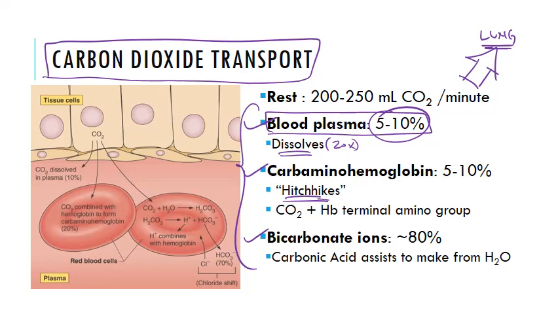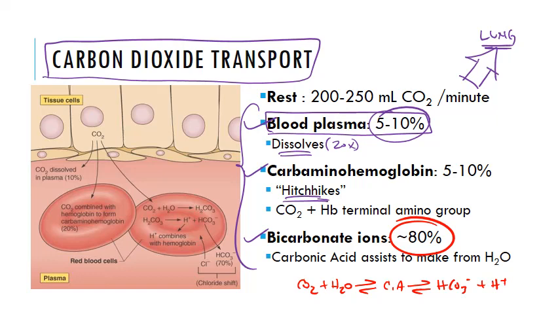Lastly, and most importantly, bicarbonate ions are the main mode of transport for carbon dioxide. So we know this in the law of mass action. So carbon dioxide combines with water to make carbonic acid, and this dissociates into bicarbonate ions as well as hydrogen ions as well.